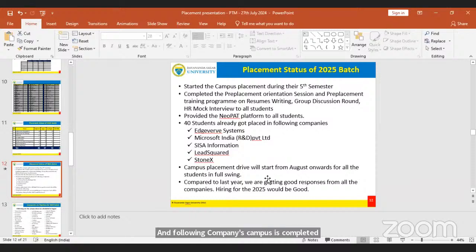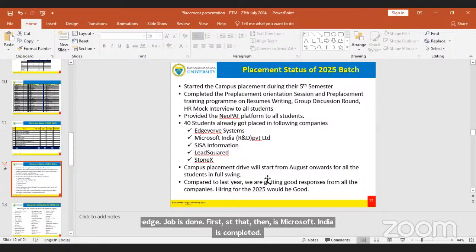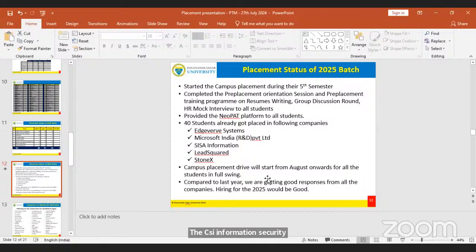Edgeware was done first, then Microsoft India is completed. CSE Information Security Systems came and selected around 9 students only from DSU. Similarly, LeadSquared has come and hired 2 students from electronics. And StoneX has hired 2 students already. And offer letters, everything was released for these people.